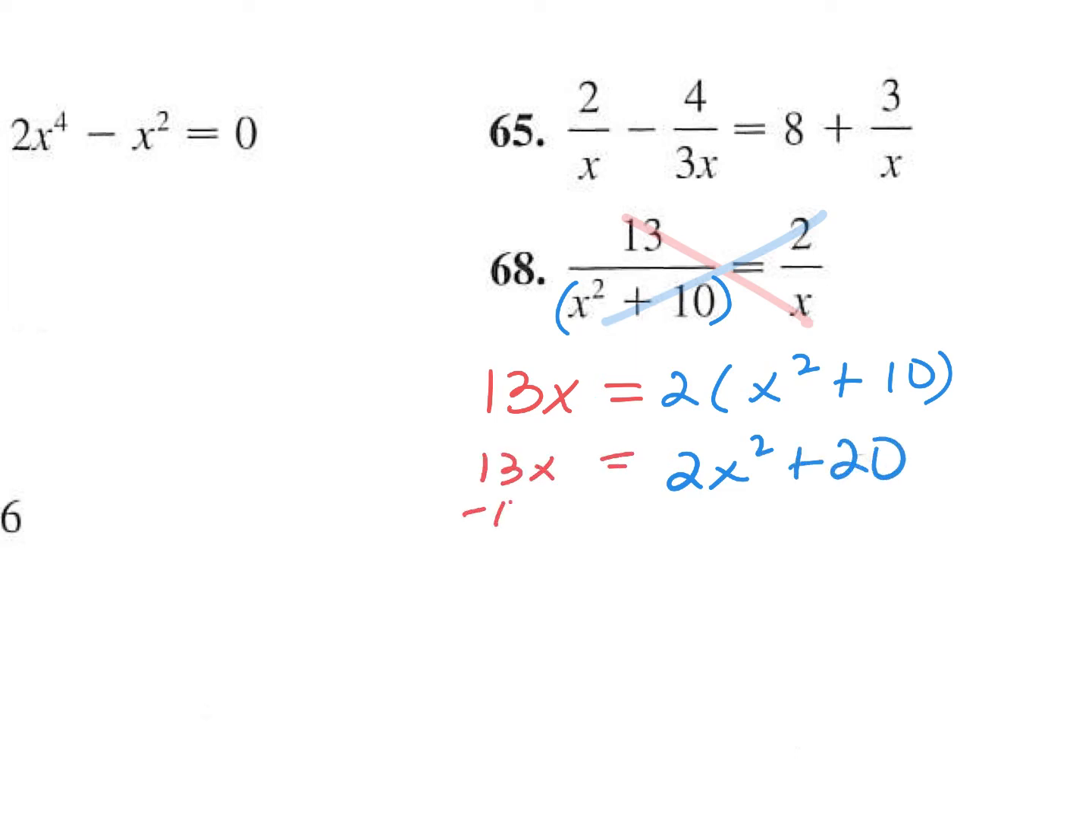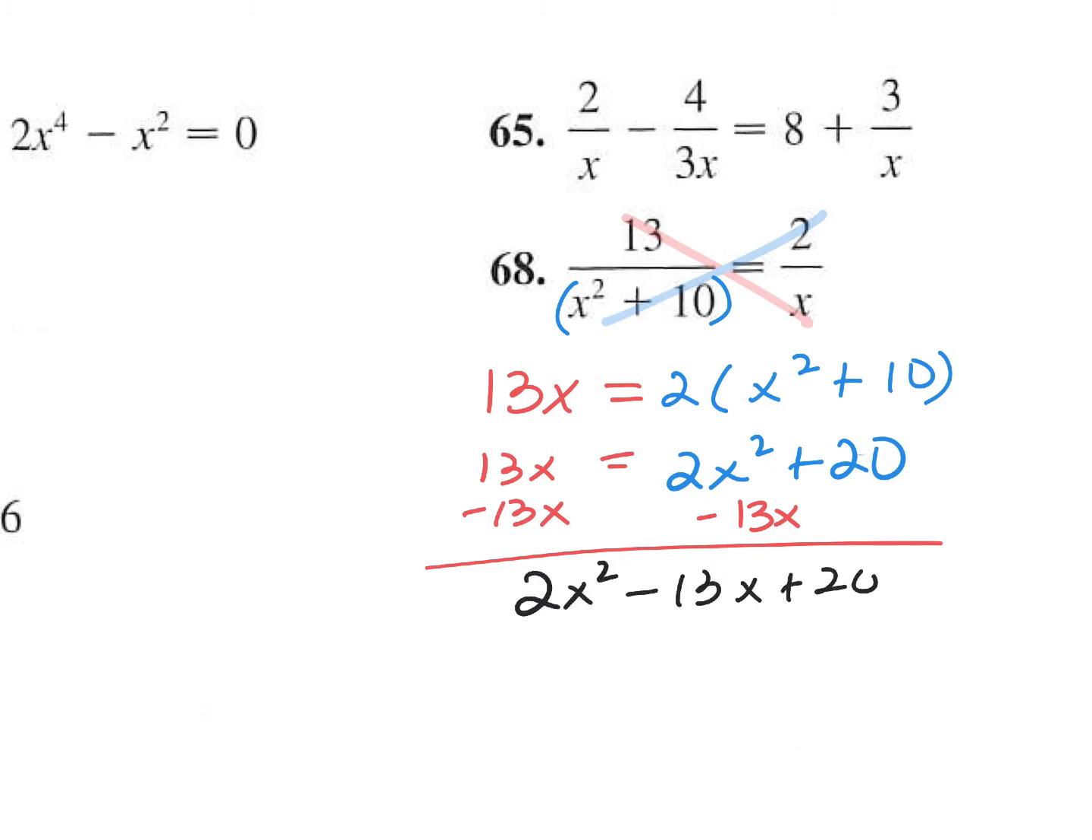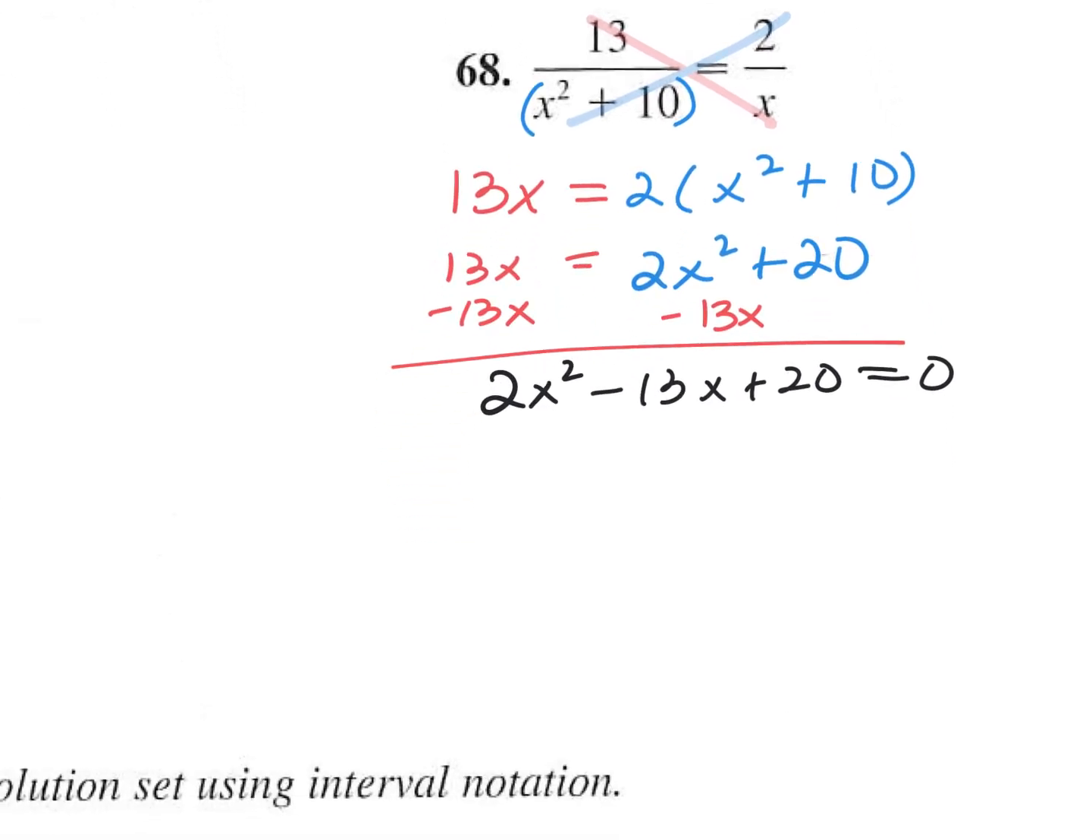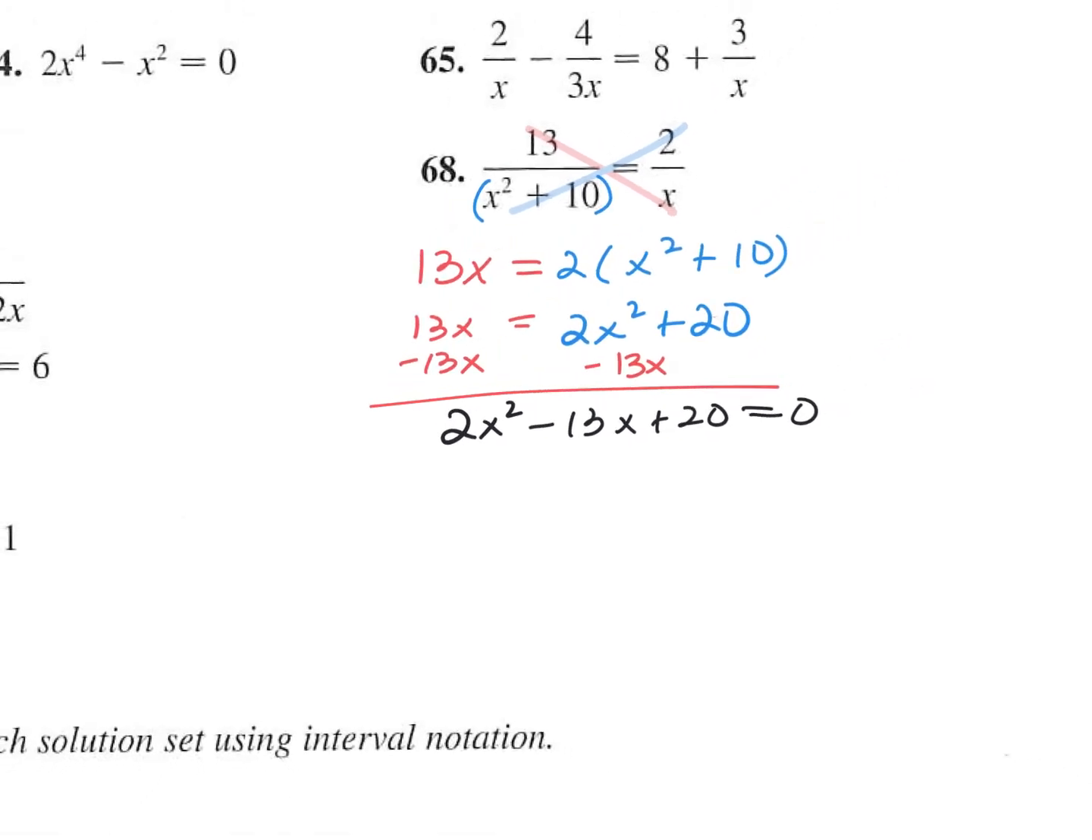I'm going to move the 13x over so I can set my polynomial equal to 0. So now I'm left with 2x squared minus 13x plus 20 equals 0. I'm going to go ahead and factor this one. This one I'm going to probably factor by grouping because I'd have to go through the factors of 20, which are 1 and 20, 2 and 10, 4 and 5. So instead, I'm going to do grouping.